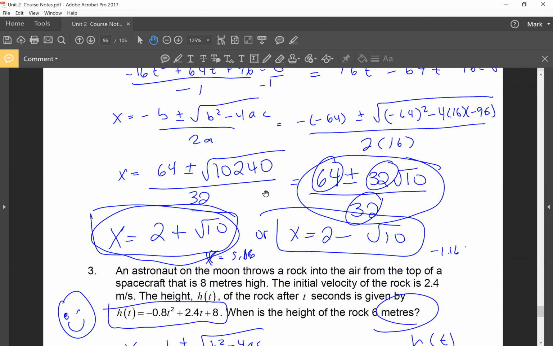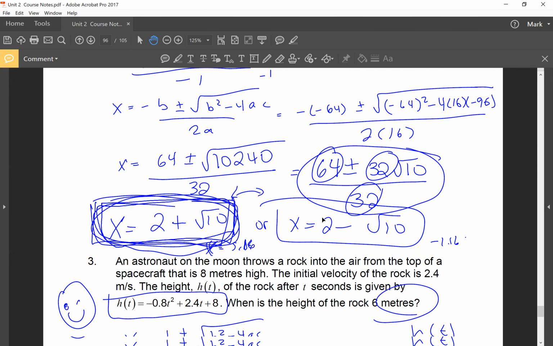So if you were doing this on a test or something like that, I'd be looking for both answers. But if you were solving this in a physics class, the answer would be the positive number. You cannot have a negative number for time. But again, this is math, it's not physics. I'm not really going to be picky, so both answers I would look for. But if this was a physics problem, you would circle 2 plus root 10, because 2 minus root 10 would be negative.